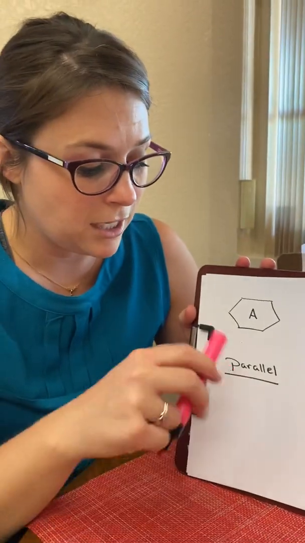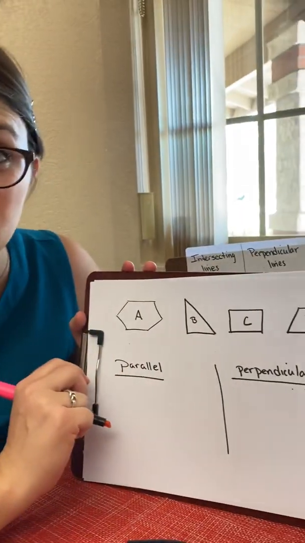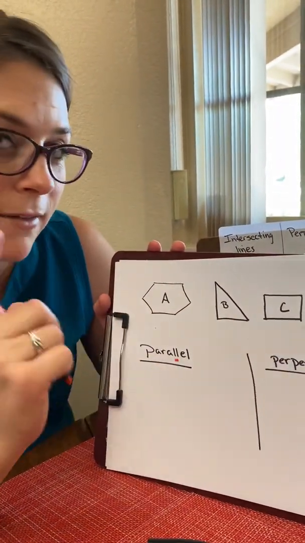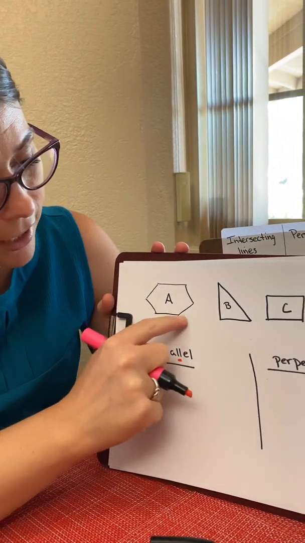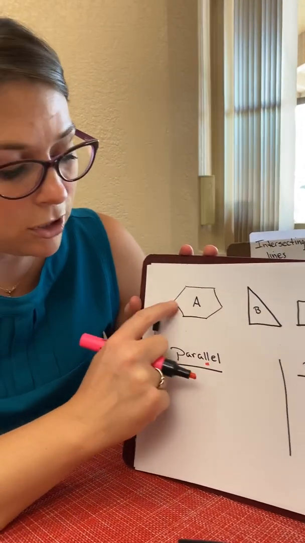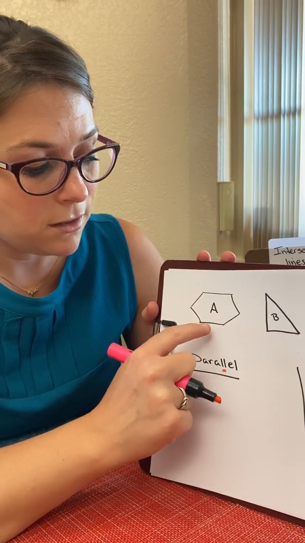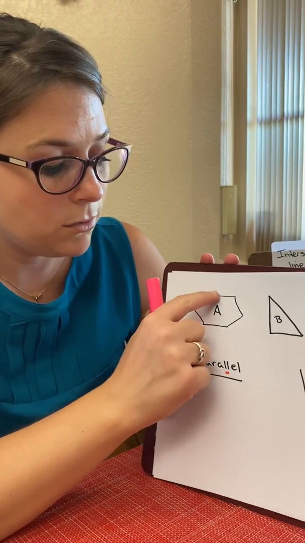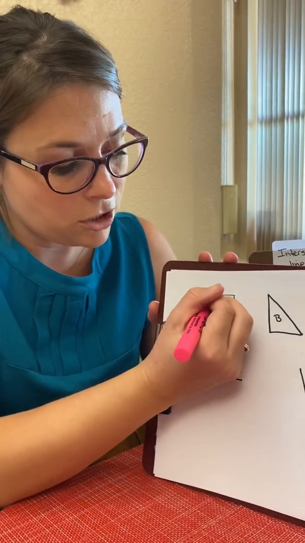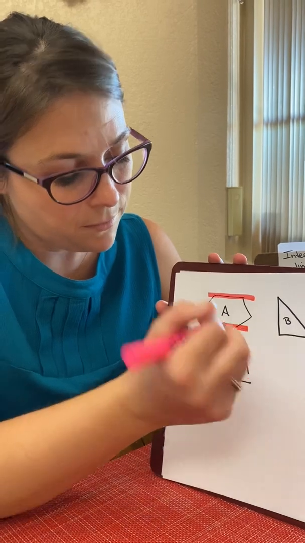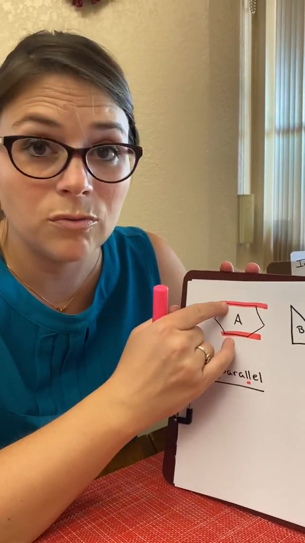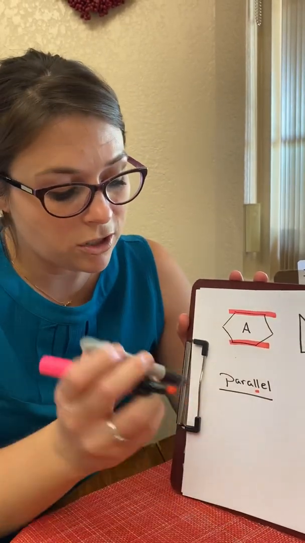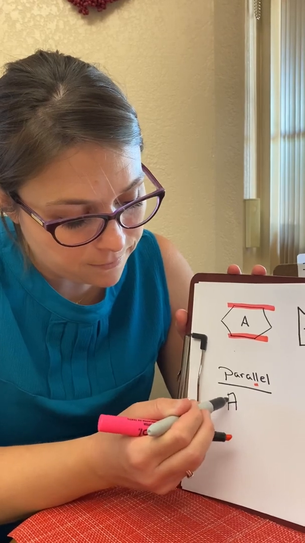So I'm going to go through first, and I'm going to try to find all the shapes that are parallel. So, remember, we've got those double L's to remind me that they never intersect. So if I'm looking at lines that never intersect, I'm going to look at this hexagon. Remember, a hexagon has 6 sides, 1, 2, 3, 4, 5, 6. I'm going to look at the top and the bottom. Do those two have lines that are never going to intersect with each other? And the answer is yes. So under parallel, I'm going to write the letter A.